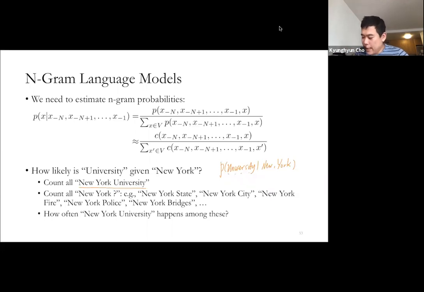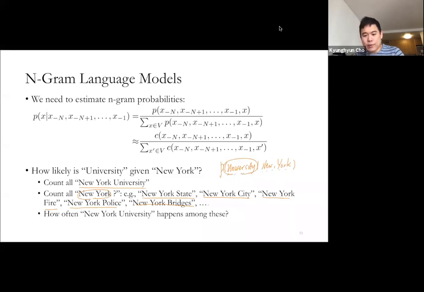And then I'm going to count all possible n-grams that start with New York. So I need to look at New York State, New York City, New York Fire, New York Police, New York Bridges, and so on and so on. In other words, I'm going to count all the occurrences of New York alone, right? And then what I want to know is, among all these possible New York, how often did I see New York University? That's the conditional probability of university given New York.